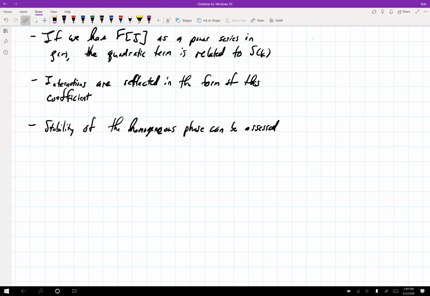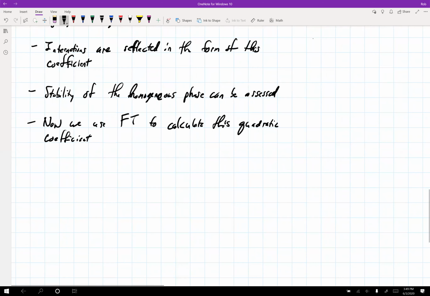And so now the thing that becomes our goal is figuring out how we can calculate this quadratic coefficient. And this is where we're going to use the field theory models. Right, and so now we're going to use field theory, these analytic approaches that we've been developing, to calculate this quadratic coefficient. And so we're going to run through that with the Edwards model.